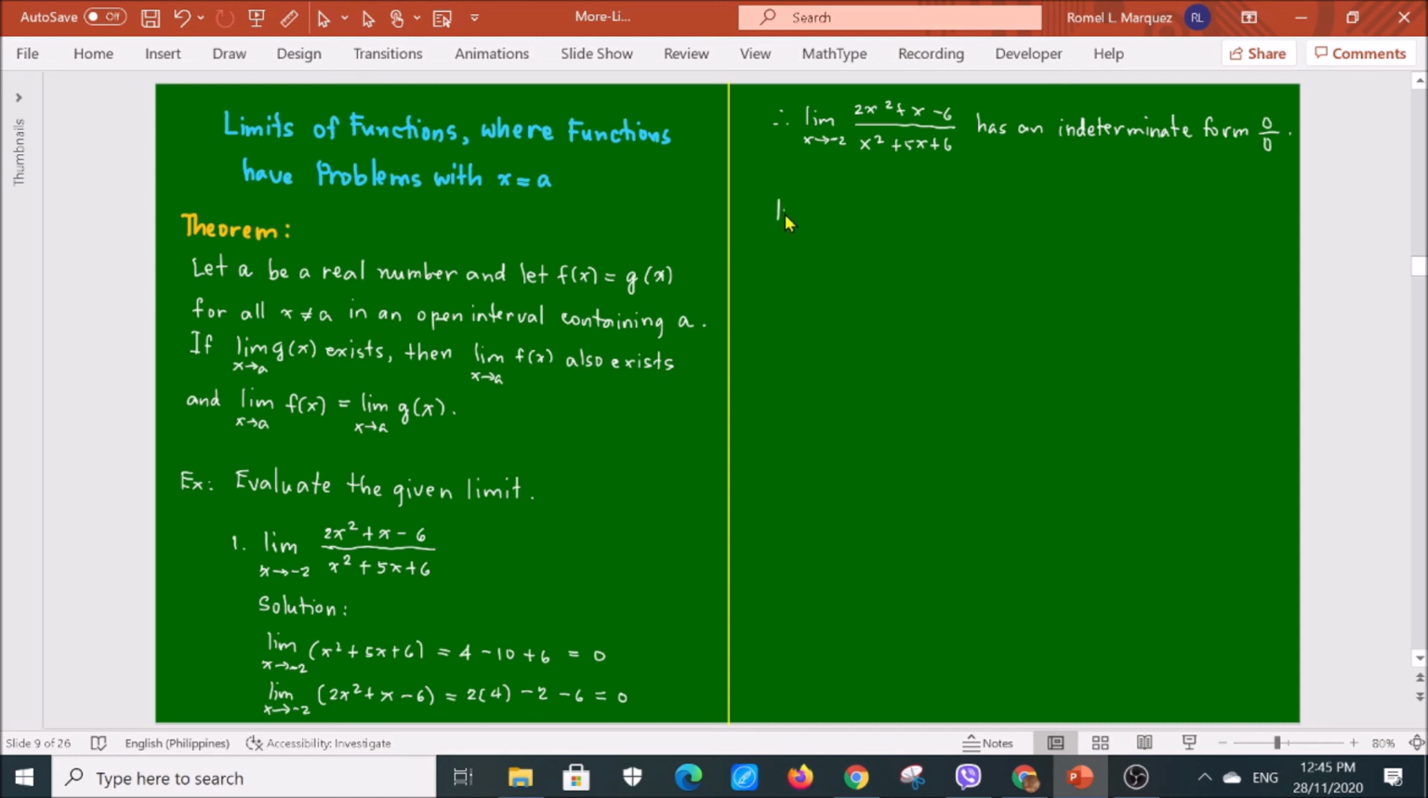So we now write the limit as x approaches negative 2 of 2x squared plus x minus 6 all over x squared plus 5x plus 6. We know that this is of the indeterminate form 0 over 0. Do not put equals 0 over 0. 0 over 0 is not a number. It is a form only, a special form which is called indeterminate form, but it is not supposedly equal to this limit. So if you put equals, I will put you a negative score.